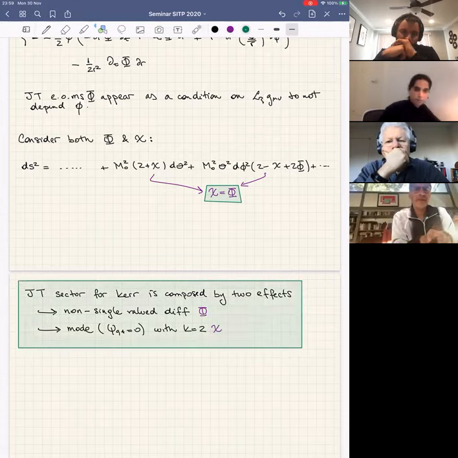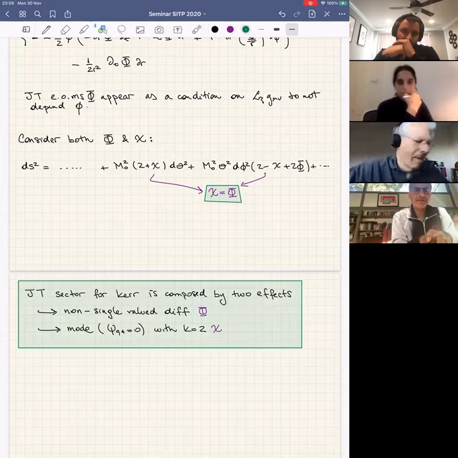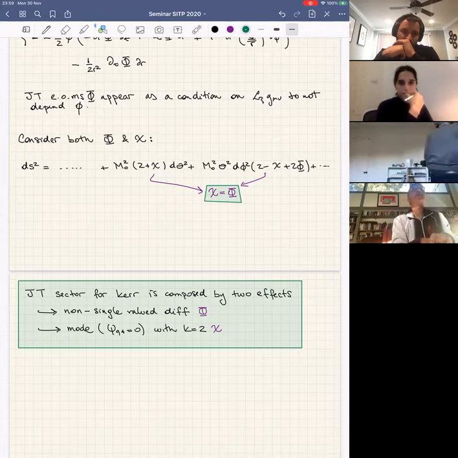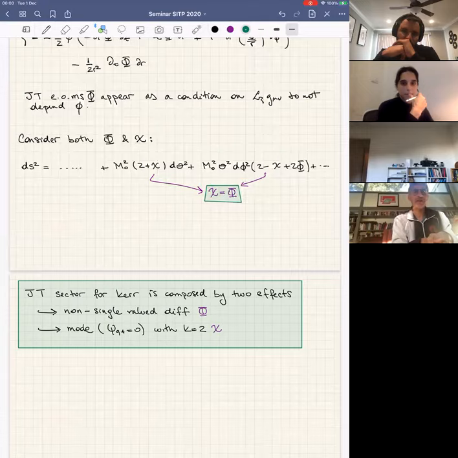Alejandra, let me ask another naive question. I understand what you're saying here, but a question that has sort of bothered me is, you've now told us there's this tower of chi k's with k equal 3, 4, 5, and so forth. Is there a consistent truncation that just includes the JT mode? Or if not, why are we ever talking about JT gravity alone without the full tower?